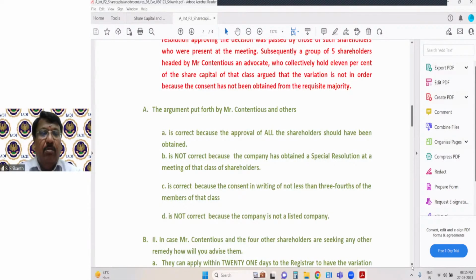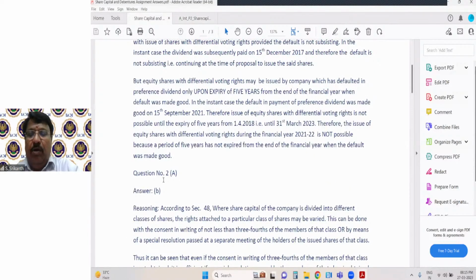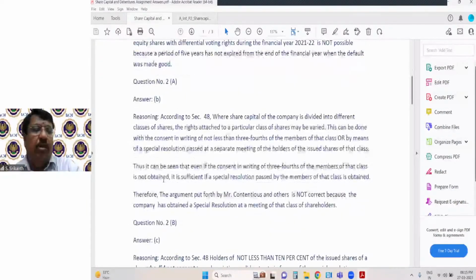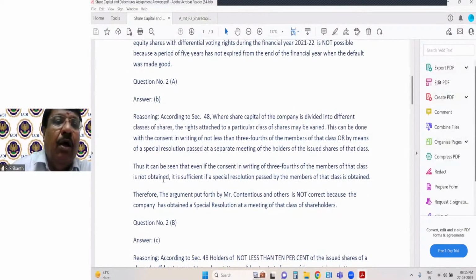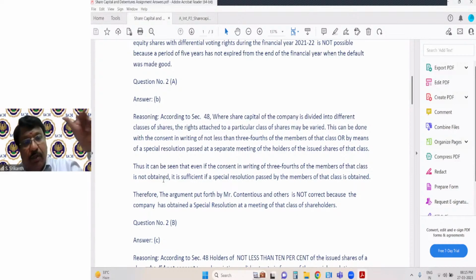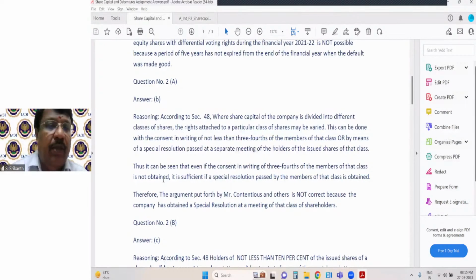Option B is not correct, because once you get the special resolution, where the share capital of the company is divided into different classes, this can be done with the consent in writing of not less than 3/4 of the members of that class or by means of a special resolution passed at a separate meeting. So either 3/4 or special. Even if the written consent is not obtained, you have got a special resolution. Therefore, Contentious is not correct.